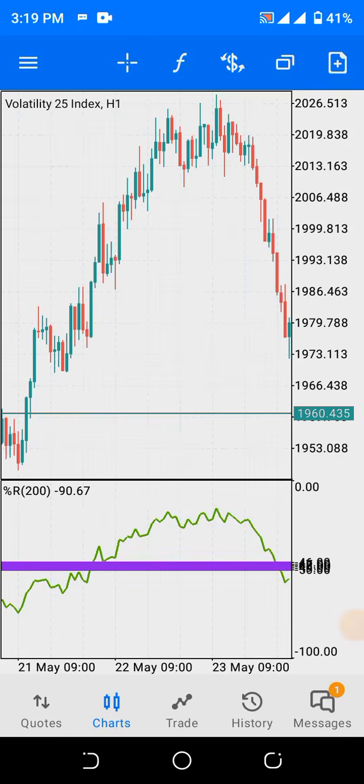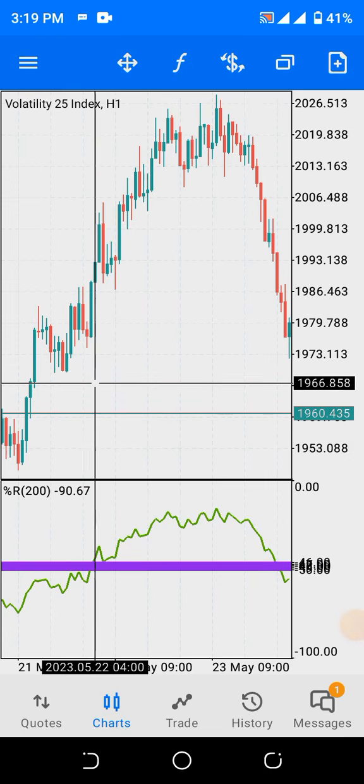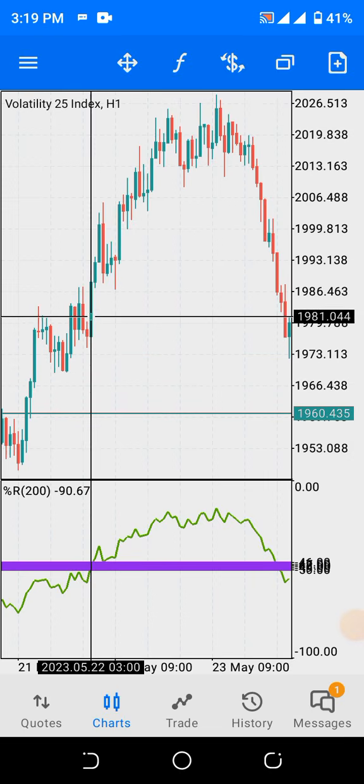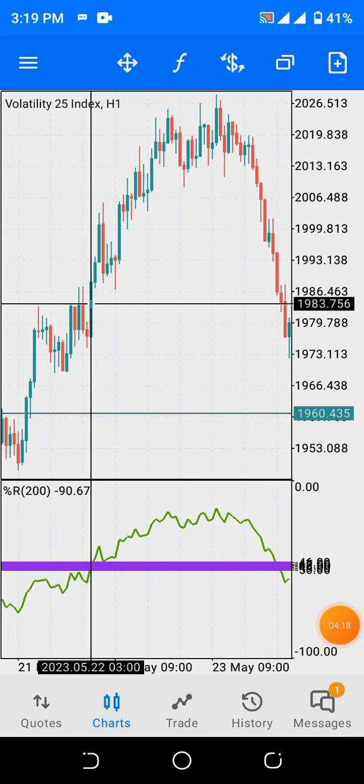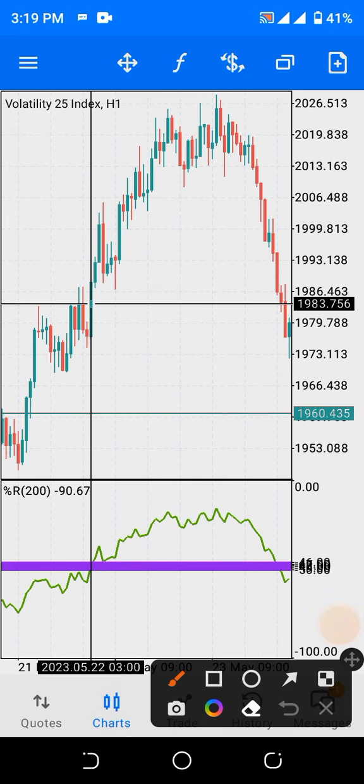Now this is another crossing here. The green line crosses the purple line from down upward. This is a clear buy signal. The point where the crossing occurs is where you make your buy entry. Do you understand? That's where you make your buy entry. This is the point where the crossing occurs on the Williams Percent Range indicator.